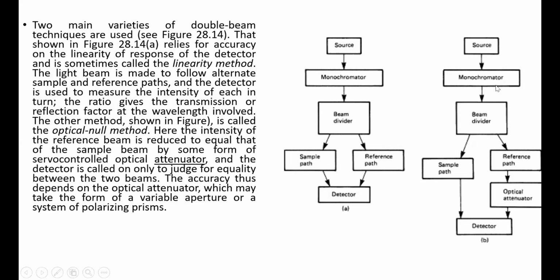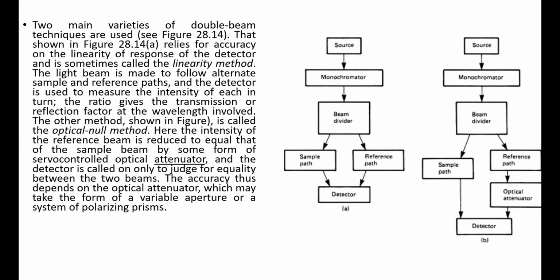Now, if you compare this flow chart against the first one, what you see is the source is there, the monochromator is there, the beam divider is there. One is for the sample path, another is for the reference, and then it goes to the detector, but via an optical attenuator. That is the additional component that you are seeing in the flow diagram. So when a light beam is made to follow the alternate sample and reference paths, then the detector is used to measure the intensity of each in turn, right? And the ratio gives the transmission or reflection factor at the wavelength involved.